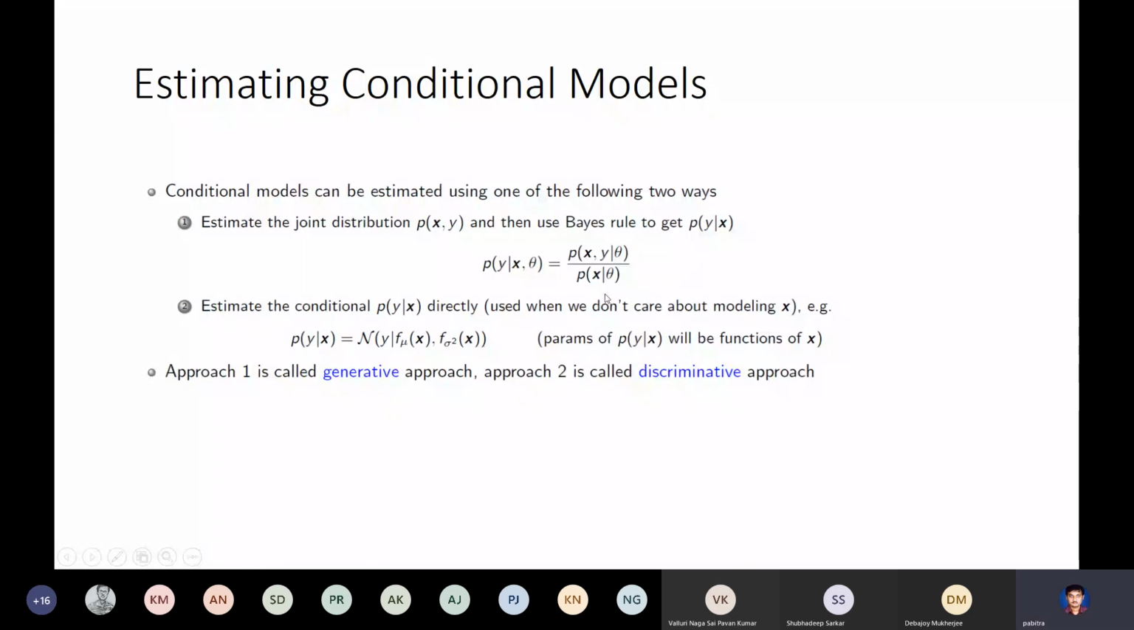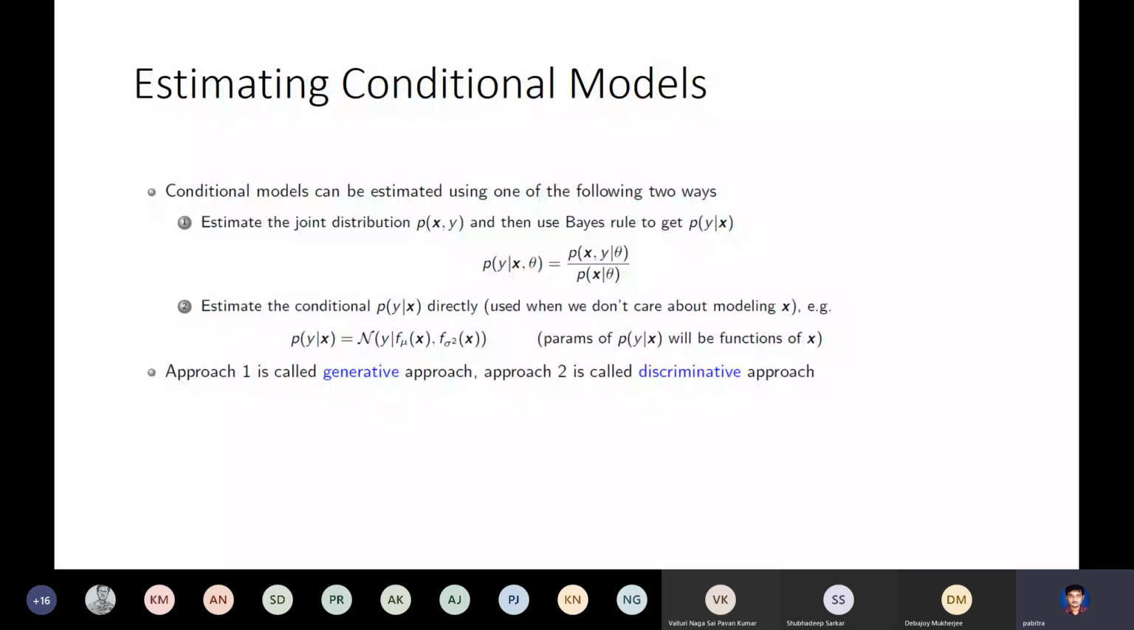This is the first approach. This is called the generative approach. Why is it called a generative approach? Because you are generating the full joint distribution of x and y, and from that, you are applying the Bayes rule. So if you have the full joint distribution, for future examples you can generate both y as well as x. You can sample from the distribution and get it.